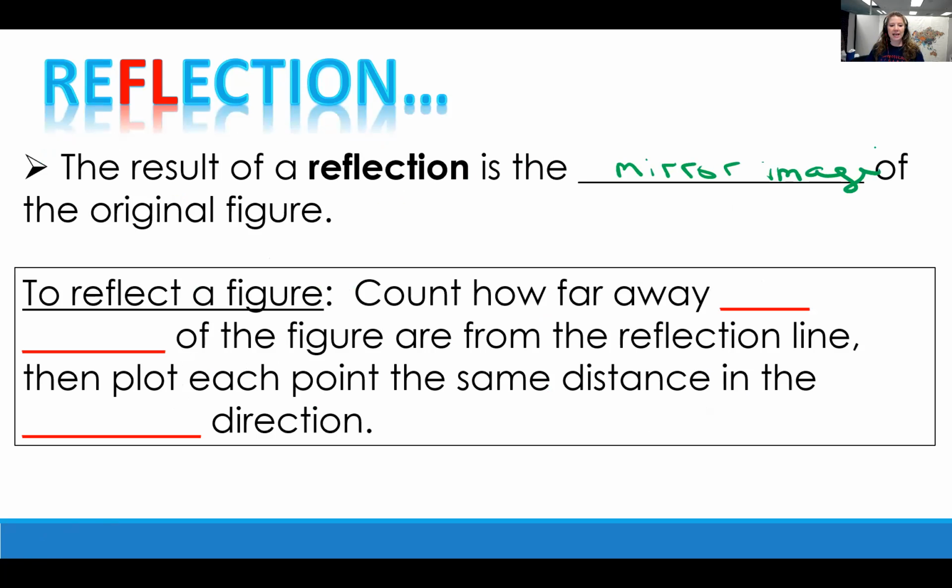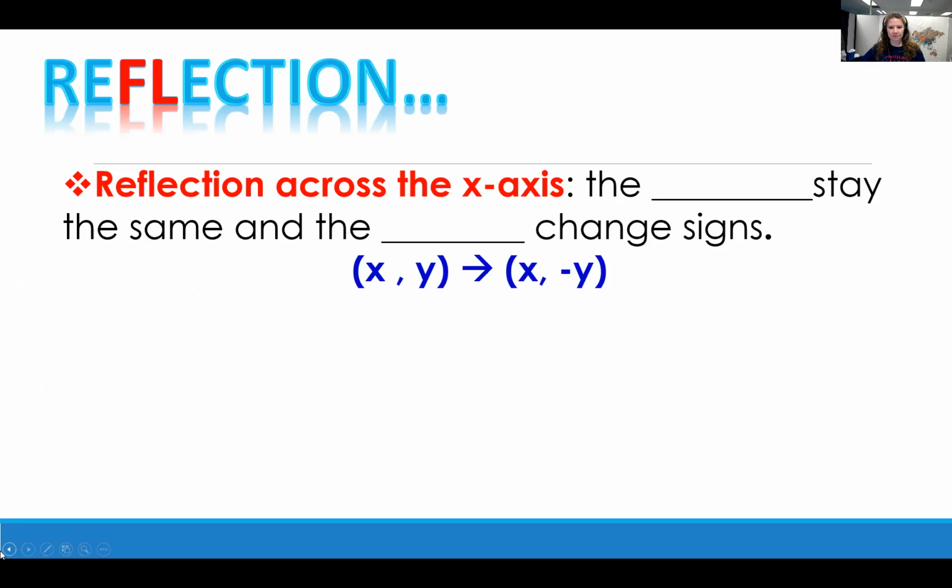figure. To reflect a figure, you're going to count how far away each of the points of the figure are from the reflection line, then plot each point the same distance in the opposite direction. Okay, so what does that look like?